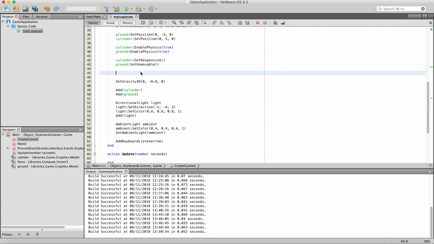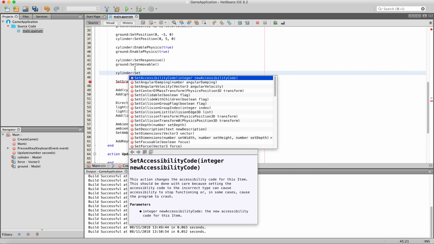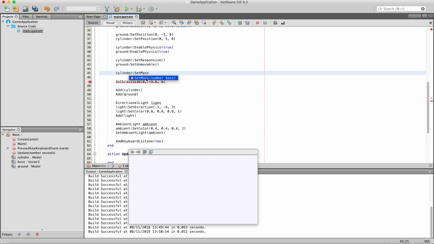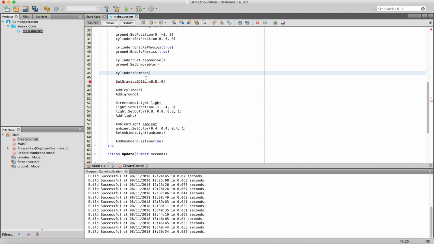And with that, let's go ahead and set the mass of the cylinder. So cylinder colon set mass. Right? We're going to set this to 2 kilograms. So before we save and run the code with the mass being set, let's go ahead and save this with the set mass stuff commented out.